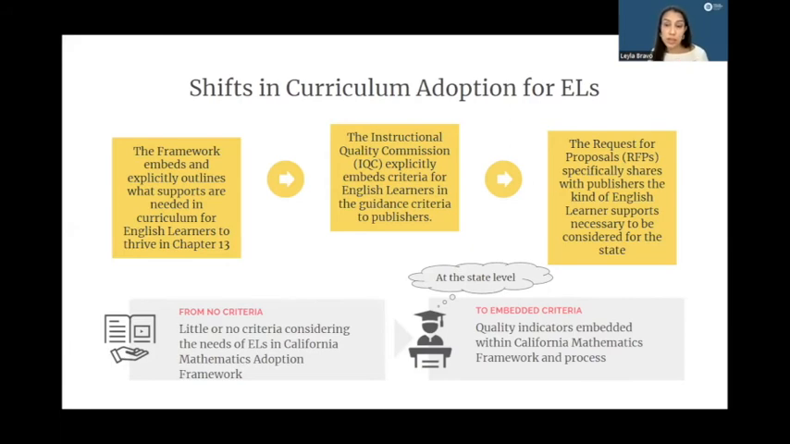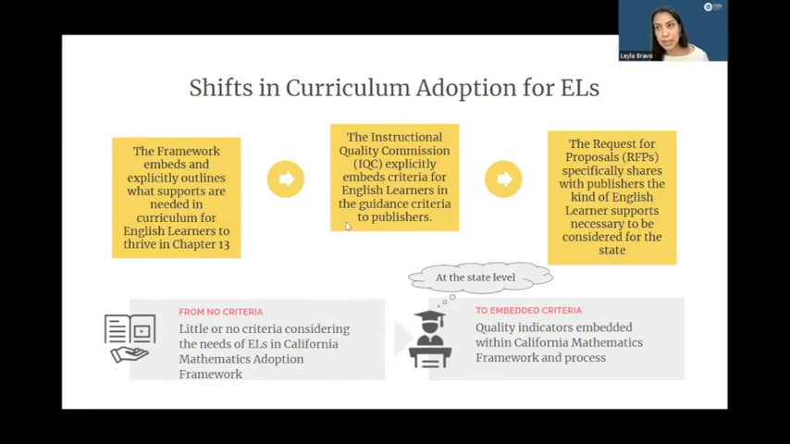We're also suggesting that the Instructional Quality Commission explicitly embeds criteria for English learners in guidance to publishers, and that the request for proposals specifically shares with publishers what kind of English learner supports are necessary to be considered for the state. Oftentimes, when the state puts their foot down and says these things have to be in our materials, publishers will respond and they will change and adapt their materials as needed to do that.